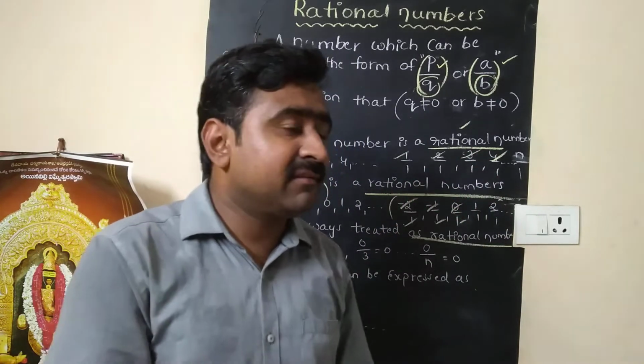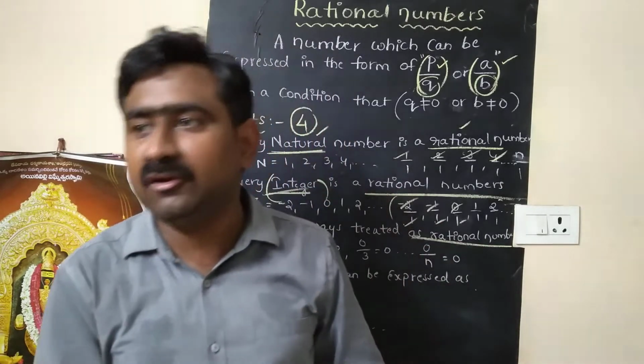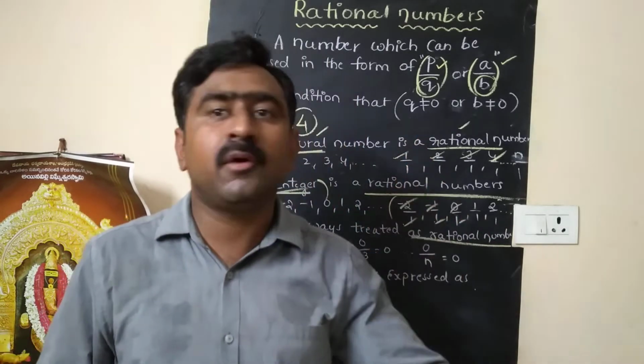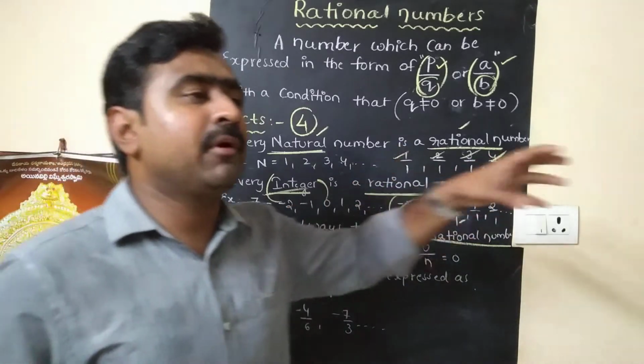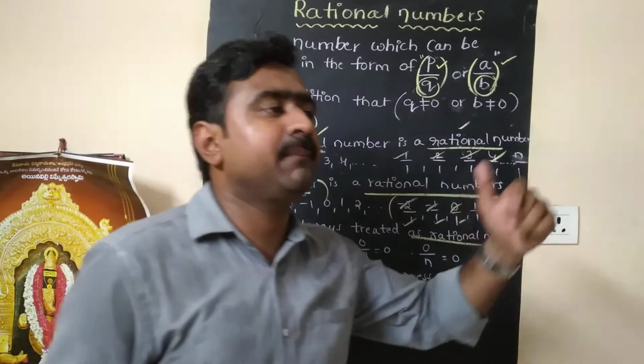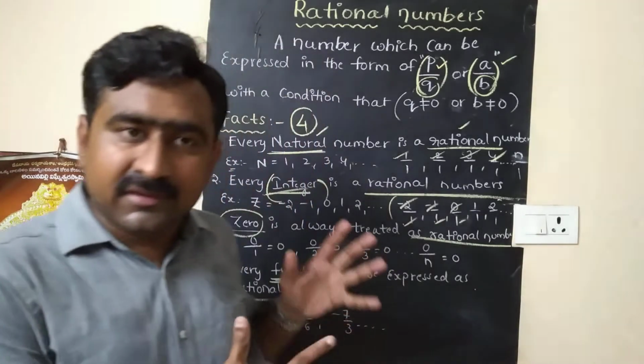And the third fact is a very, very important fact, that 0 always belongs to the rational category only, because by expressing that 0 with any other number in the denominator, like 0 by 1, 0 by 2, 0 by 3, obviously you will get the value 0. So finally you have to treat 0 as a rational number. And finally, the fourth important fact which you are going to learn is a fraction. Every fraction can be expressed in the form of a rational number, that is the p by q form. Okay, so these are the 4 important facts.